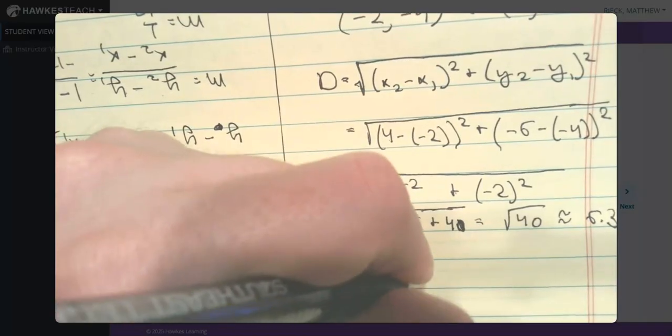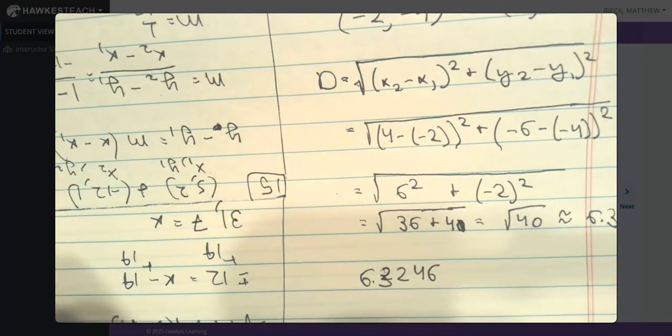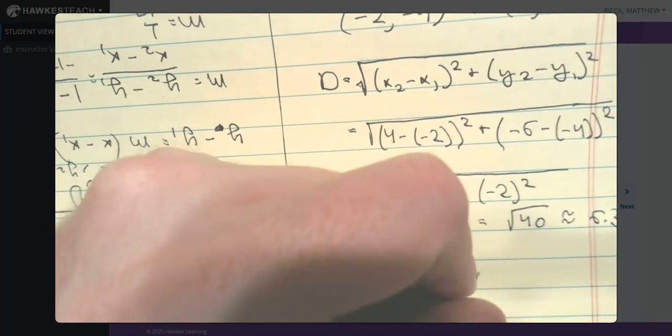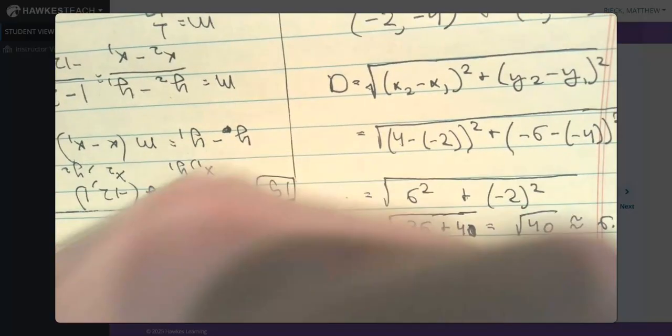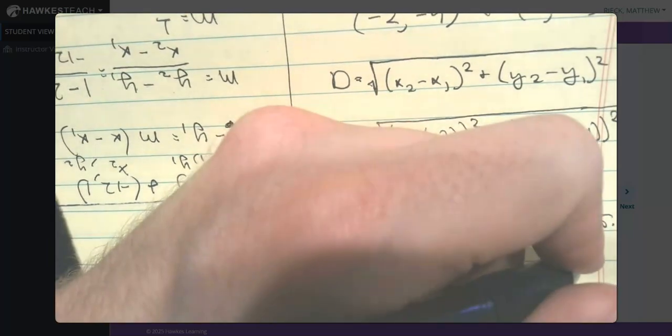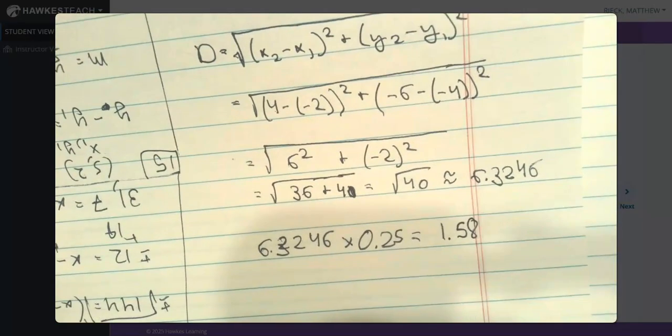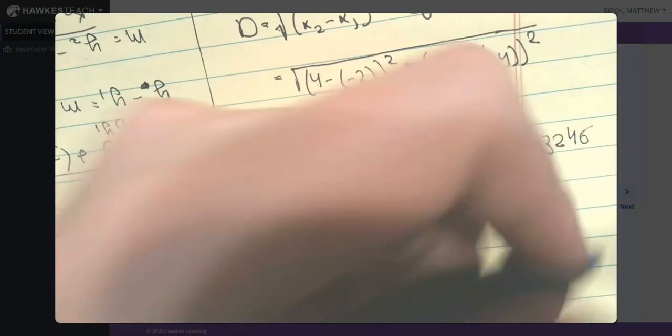So again, that's the unit distance. So that's how many grid blocks there would be. And again, each of those grid blocks represents 0.25 kilometers. So we're just going to take that times 0.25. And that's going to give me my kilometer distance there. So we have 1.58 kilometers.